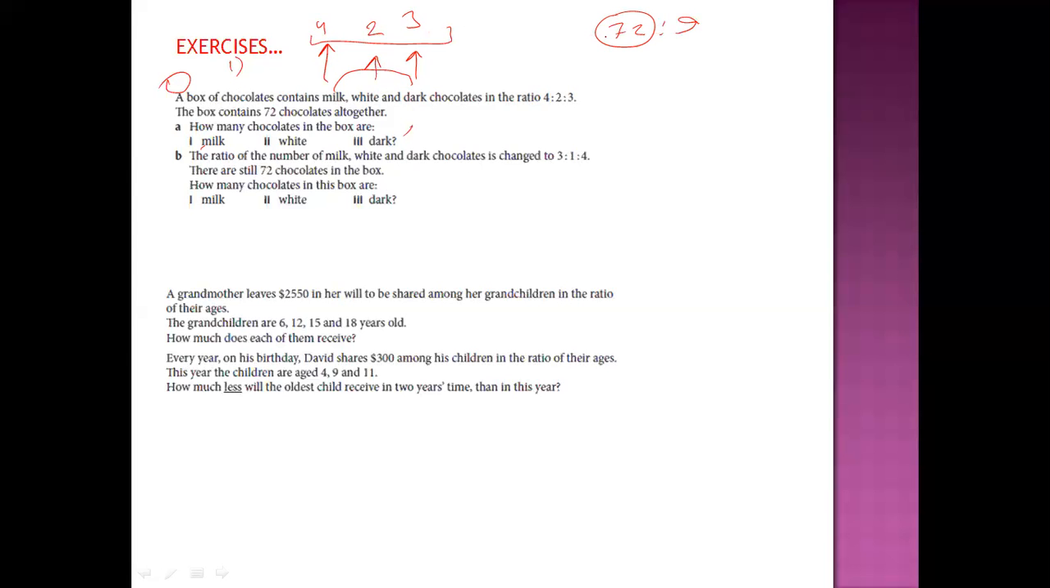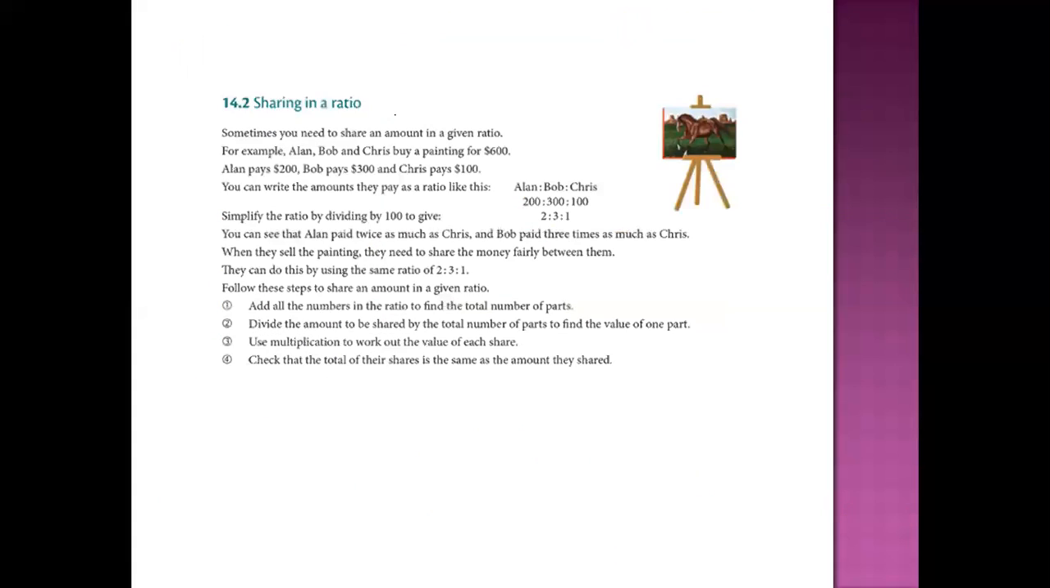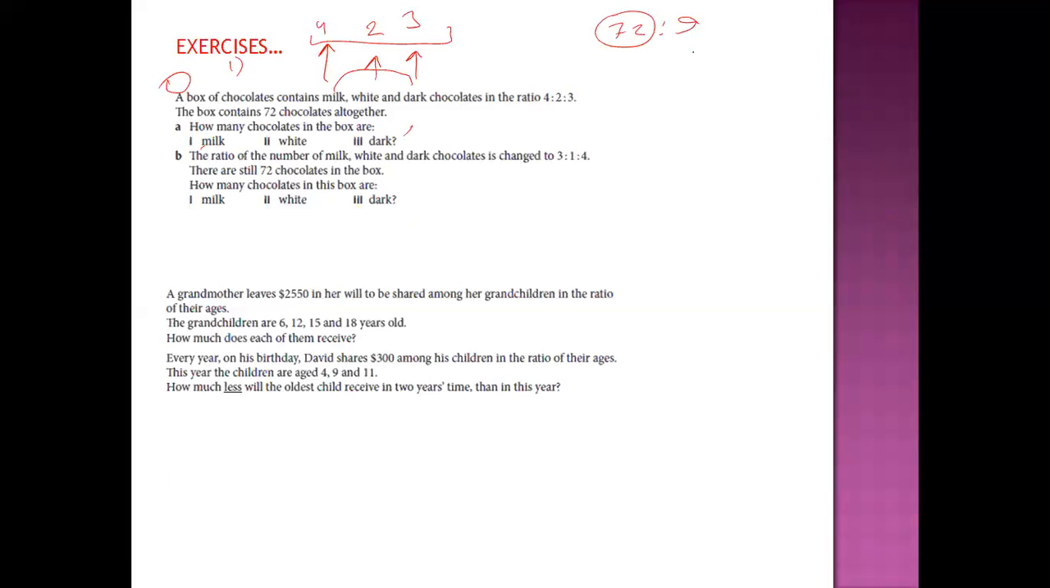And what was the second step? As you see here, the second step was to divide the amount to be shared by the total number of parts to find the value of one part. So when you divide 72 by 9, you will get 8 for one part. Okay? So what were the ratios? 4, 2, 3. Now, the question is, how many chocolates in the box are milk?